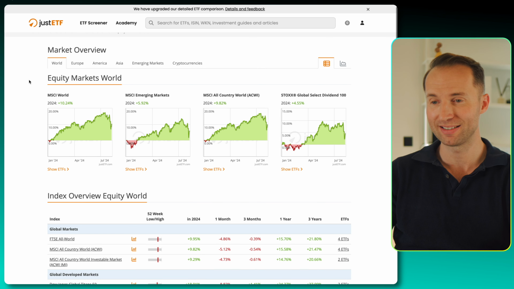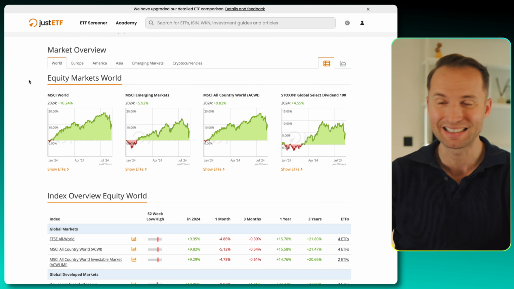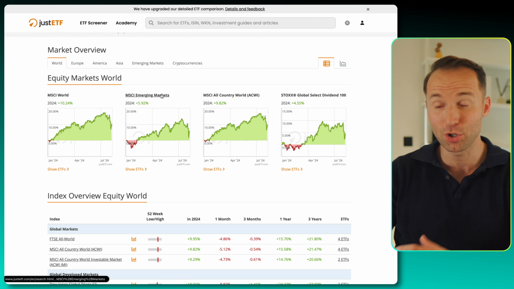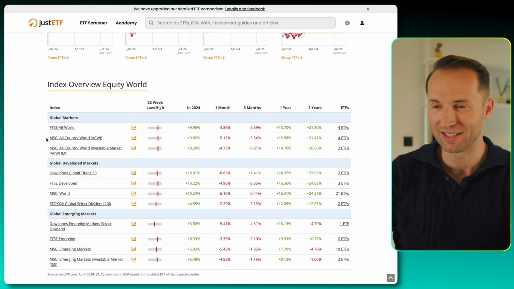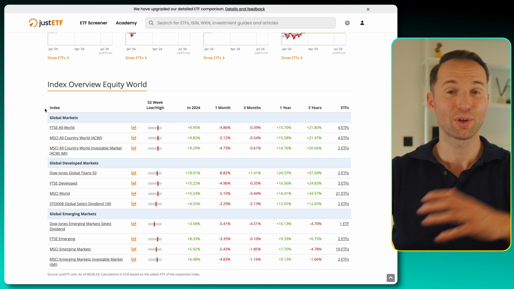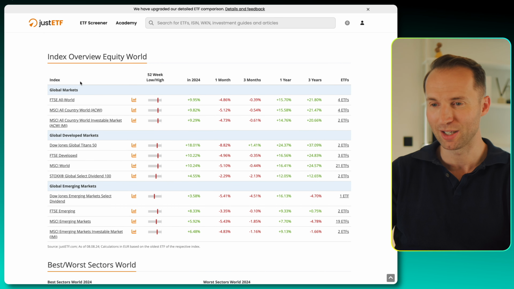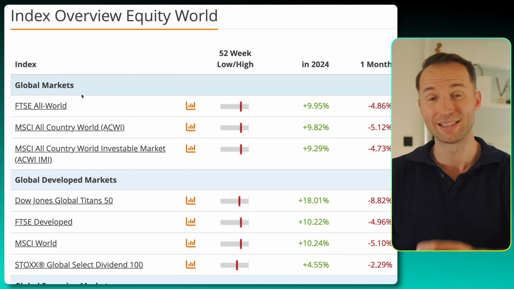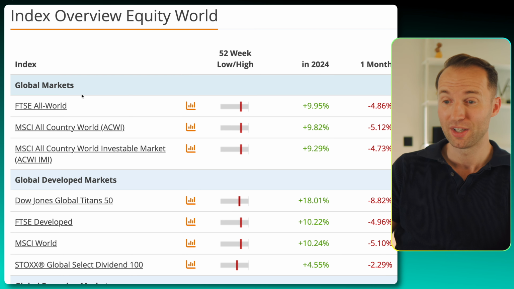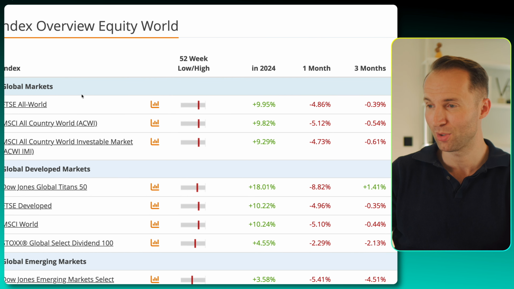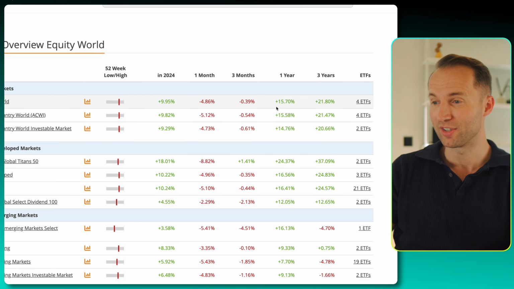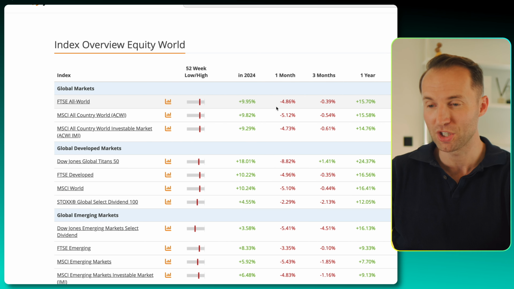And here we already see some of the biggest indices in terms of ETF investing. We have the MSCI World, MSCI Emerging Markets, and then we also have, in list form, the index overview from a global perspective. And we see here global markets. Of course, we have the FTSE All-World. Another very popular one is the MSCI All Country World. So you have different options to choose from, and you see right away how they did over time. All of them are on a similar path, and we'll go into each in a moment.